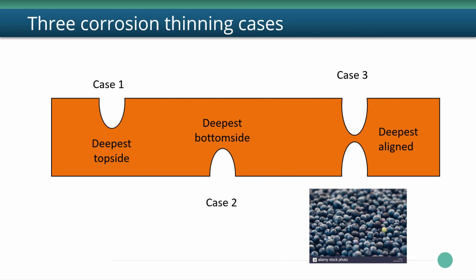Here we graphically see the 3 cases. So here is case 1, case 2, and like I said, the almost impossible case where the deepest topside pit lines up with the deepest bottom side pit. That would be like throwing 2 different colored marbles in a bin of hundreds of millions of blueberries and expecting them to end up right next to one another. It just ain't gonna happen.